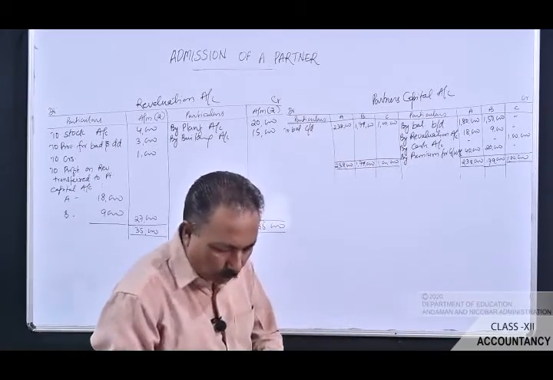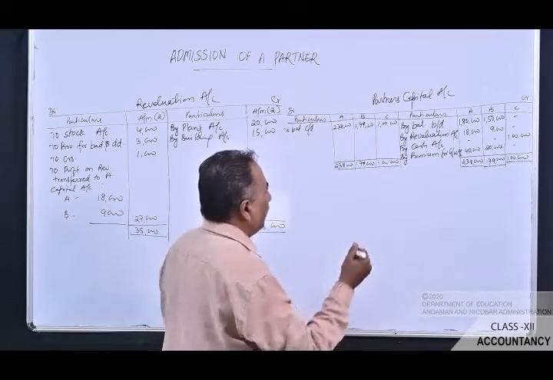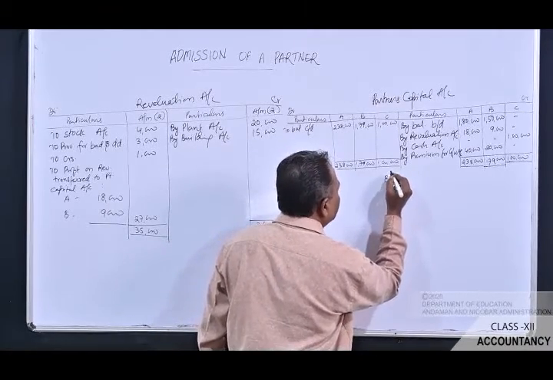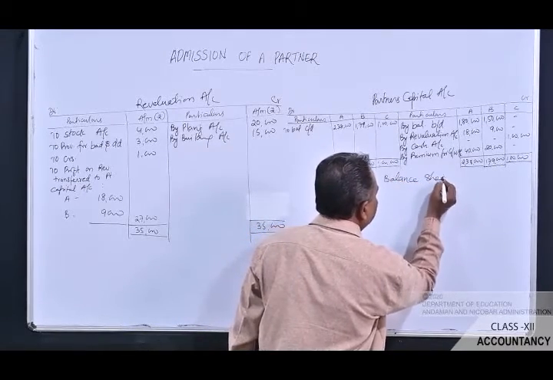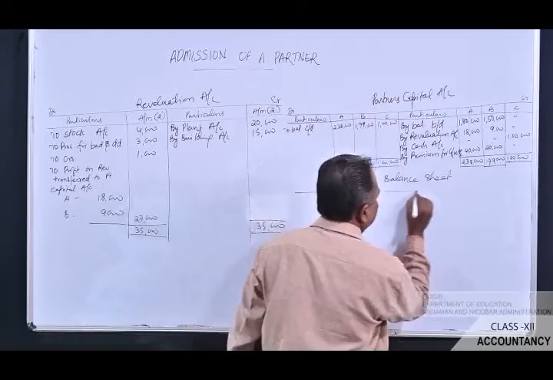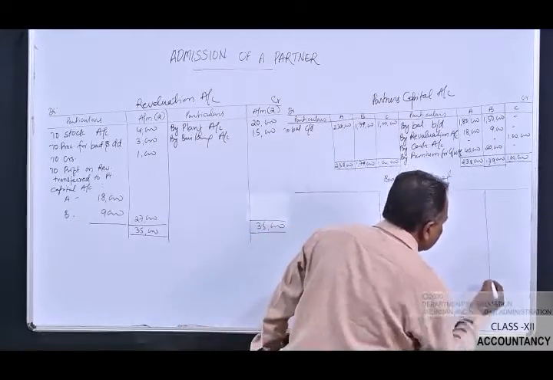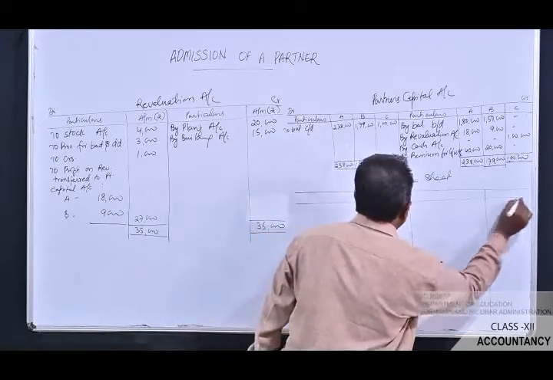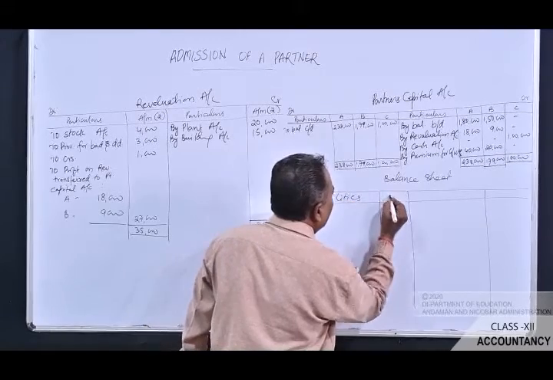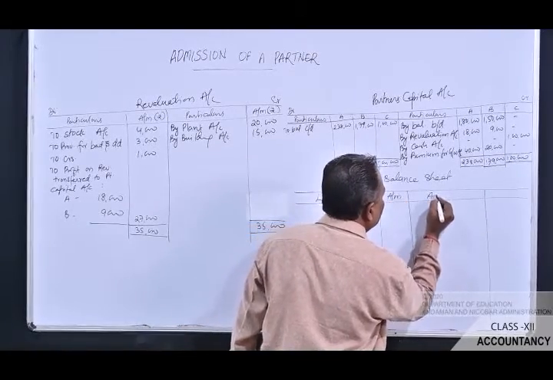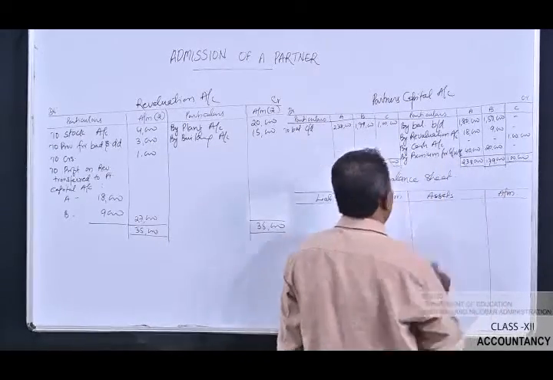Now we will pass on to prepare the balance sheet. Now let's see how the balance sheet is prepared after the admission of C. Balance sheet. This is the liability side. Here you have to write down the amount. This is the column of assets, and here you have to write down the amount.